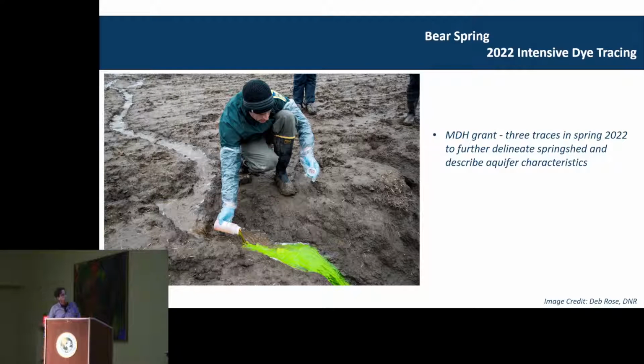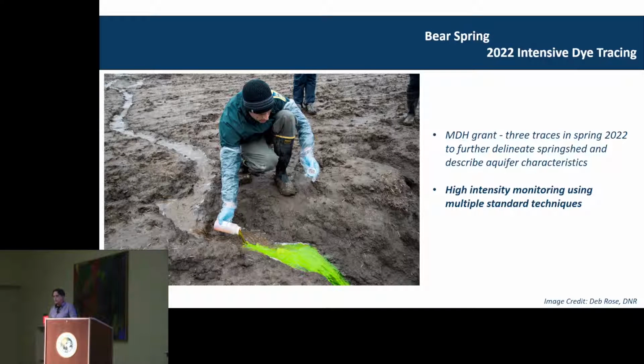So in 2020, we planned these traces. We went out, we collected background levels to figure out which dyes we could use. We determined some targets, and we went out to do this work to see if we could better delineate the spring shed itself, and also see if we could tease out some of the aquifer characteristics with these data. And so this really gave us an opportunity to do high intensity monitoring using some of our standard approaches.